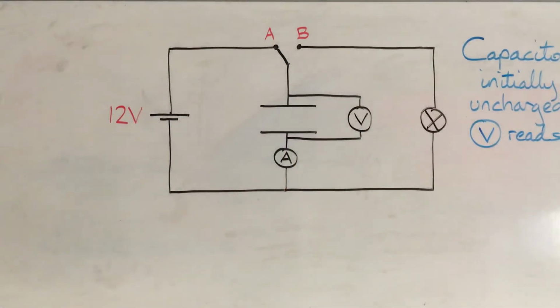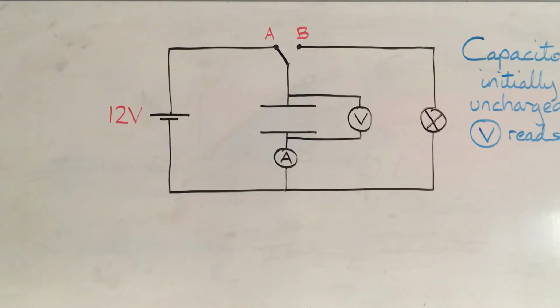So I flick the switch to A. This starts to charge the capacitor. Now, to take it in the most basic terms, when the capacitor is initially uncharged and no current's flowing, there is no charge particle stored on the capacitor whatsoever. So as soon as I flick the switch to A, it's very easy for electrons to start flowing around the circuit and starting to store on the capacitor.